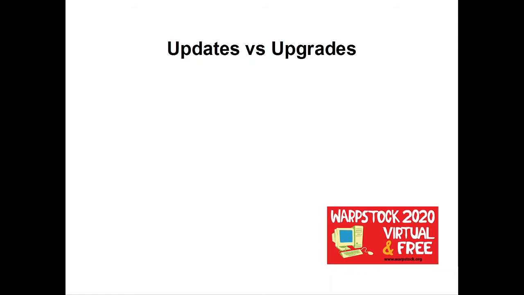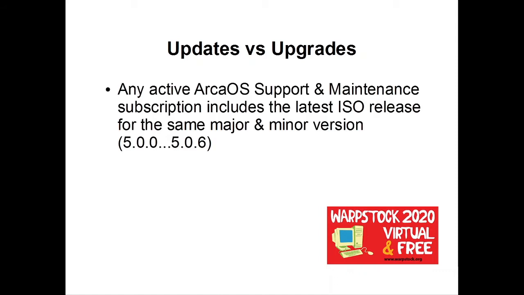Let's talk about updates for a minute. We've had a number of people, when a new ArcaOS maintenance release has been dropped, purchase a brand new ArcaOS license. If you already have an active ArcaOS support and maintenance subscription for the same major and minor version, for example 5.0, you are already entitled to download the latest 5.0 release as part of your subscription content. Simply click the link in the Order Details page from your customer portal to request a fresh ISO. There is no need to purchase another ArcaOS license with every maintenance release.